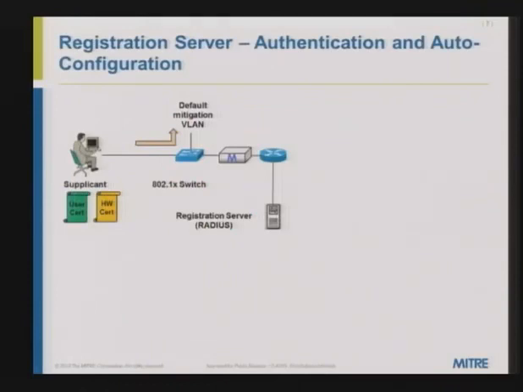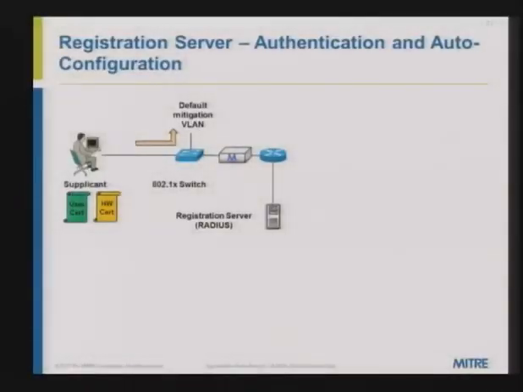I'm going to go over how the registration process and some of the auto configuration happens. So when a user or host connects to the network, they need to get authorized. To do this, we leverage 802.1x on the switch. The user system connects and provides some type of cryptographically sound information. That information gets passed to the switch, which passes it on to the registration server, which is just running a RADIUS service.